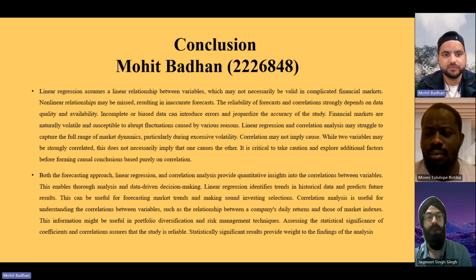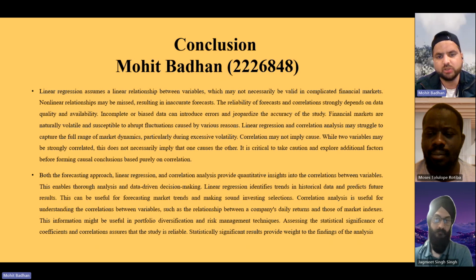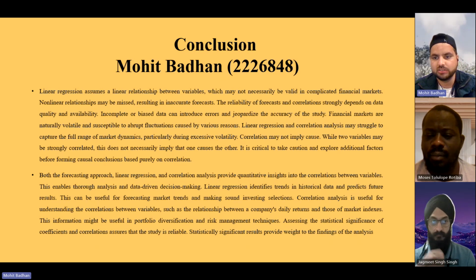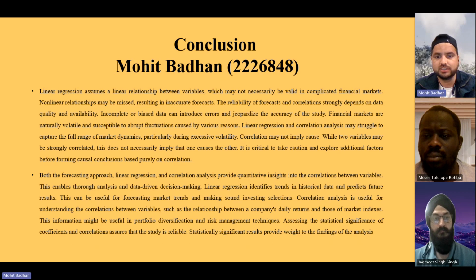So here I would like to talk about the conclusion part mainly. It assumes a linear relationship between the variables, which may not necessarily be valid in complicated financial markets. Linear regression and correlation analysis may struggle to capture the full range of market dynamics, particularly during excessive volatility. Correlations may not imply cause. While two variables may be strongly correlated, this does not necessarily imply that one causes the other. It is critical to take caution and explore additional factors before forming a causal conclusion based purely on correlations.